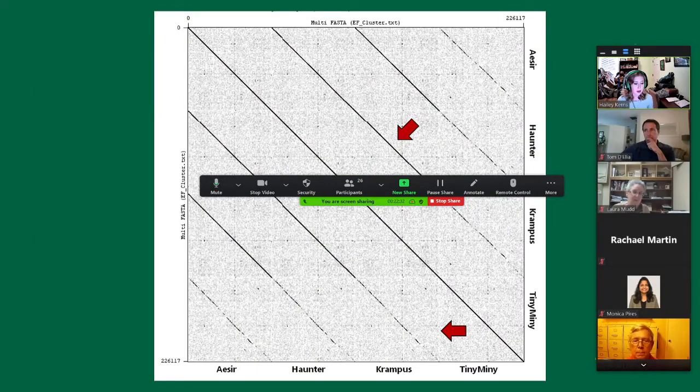In this dot plot, we compare the phage from the EF cluster. You can see with the top arrow, Haunter and Krampus are nearly identical, but when you compare Tiny Miny against all the other EFs, there's very little similarity between them.